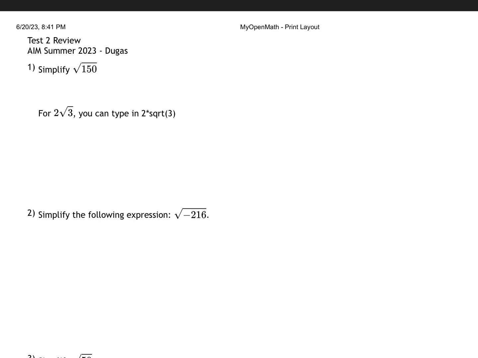So, simplify square root of 150. Remember that to simplify a square root that isn't a perfect square, you would break it down into a prime factor tree. So 150 can be broken up into 15 and 10. 15 is 3 and 5. 10 is 5 and 2. And then since it's a square root, you're looking for pairs. So we have a pair of 5s.